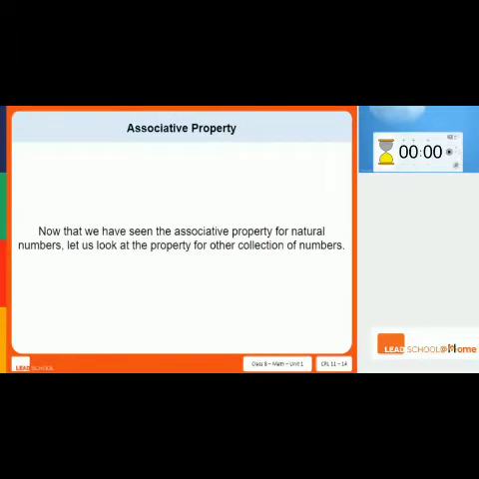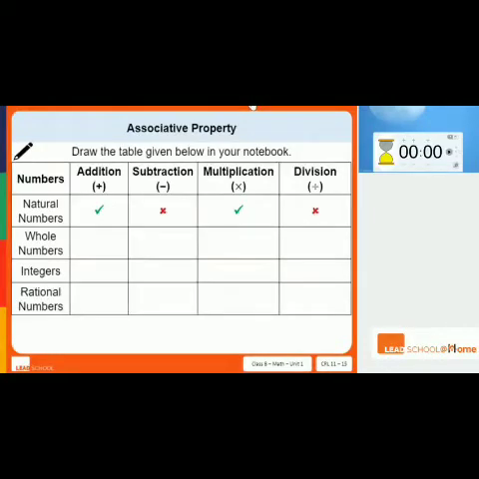Now that we have seen the associative property for natural numbers, let us look at the property for other collection of numbers. So first, draw this table in your notebooks. You will be using this to check if associative property is true for other sets of numbers. So I will give you 1 minute more to draw this table in your notebooks. And your time starts now.